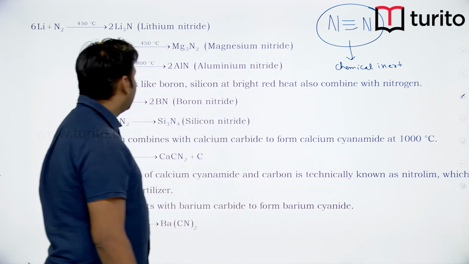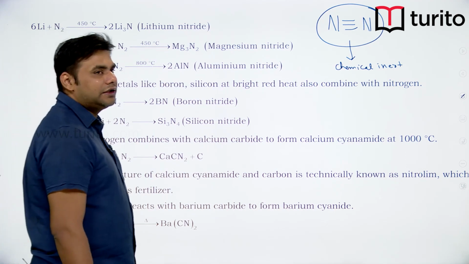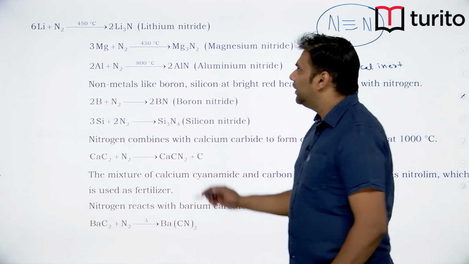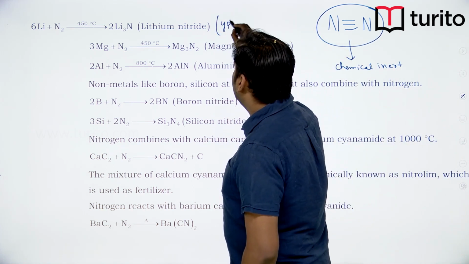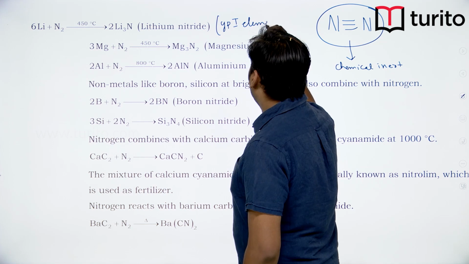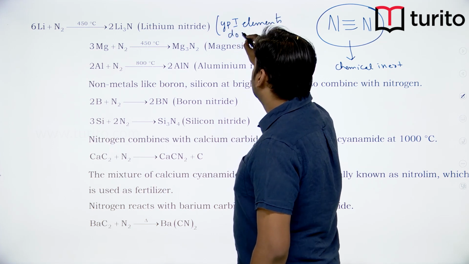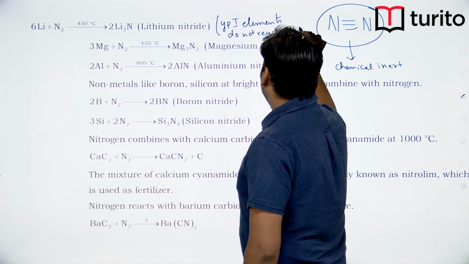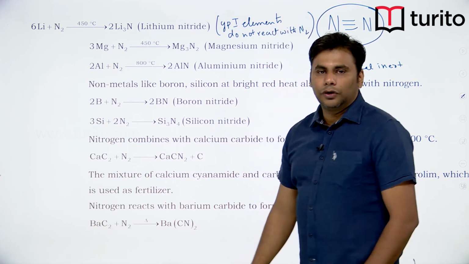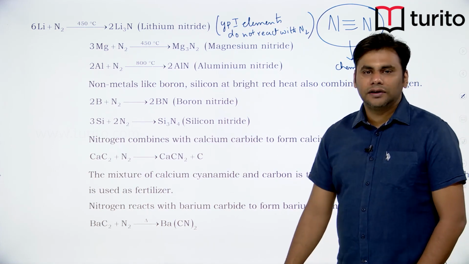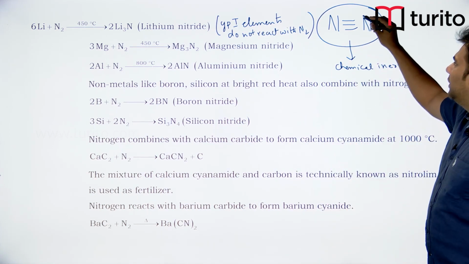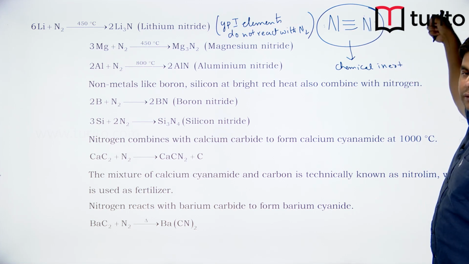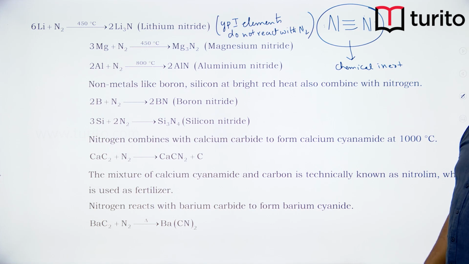So, if you look at this, nitrogen is inert. If you consider the group 1 elements, we generally say that group 1 elements do not react with nitrogen, except lithium. We know that lithium is small in size. So, if you react nitrogen with lithium, lithium will polarize the nitrogen atom because it is small in size, and will break the N≡N triple bond.